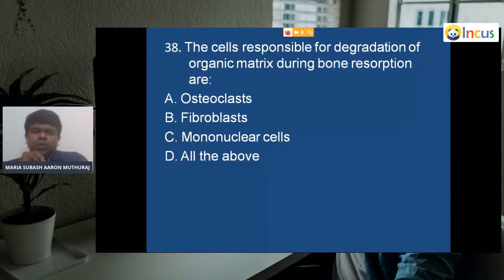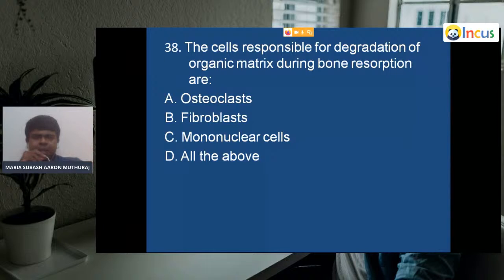The cells responsible for degradation of organic matrix during bone resorption are osteoclasts, fibroblasts, mononuclear cells, or all of the above. Osteoclasts play a major role in the degradation of organic matrix. Fibroblasts also play a role. Mononuclear cells are converted into osteoclasts on stimulation by osteoblasts, then they degrade the inorganic matrix first, followed by degradation of the organic matrix. Therefore, all three fit the question: osteoclasts, fibroblasts and mononuclear cells are all responsible for degradation of organic matrix during bone resorption.